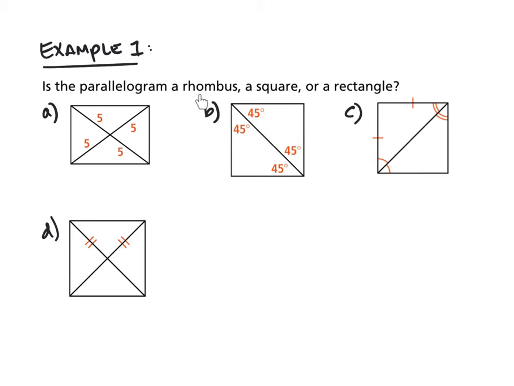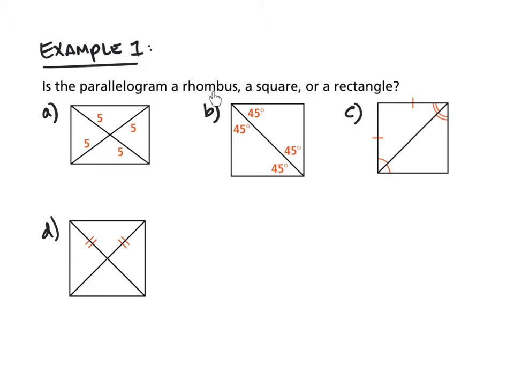One of those was if the diagonals were perpendicular, then it would have to be a rhombus. And then the other one is if one of the diagonals bisects two of the angles of the parallelogram, that would also indicate that it's a rhombus. So there's three things we could look at there. We could look for all sides being congruent, diagonals being perpendicular, or a diagonal that bisects two of the angles of the parallelogram.